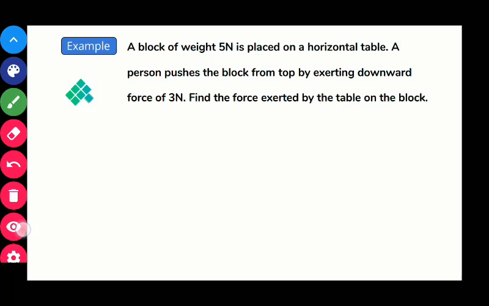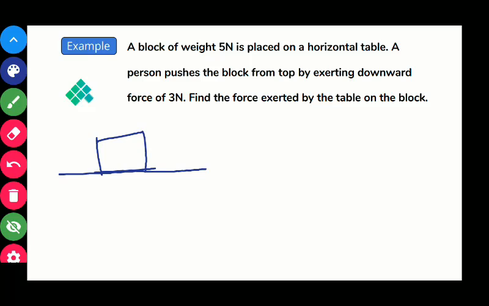Now there is a block of weight 5 Newton placed on a horizontal table. A person pushes the block from the top by exerting a downward force of 3 Newton, and you have to find the force exerted by the table on the block. Right? Now at first you have to draw the diagram. Now here a block of weight 5 Newton. Here the block has the weight of 5 Newton and is placed on the horizontal table.